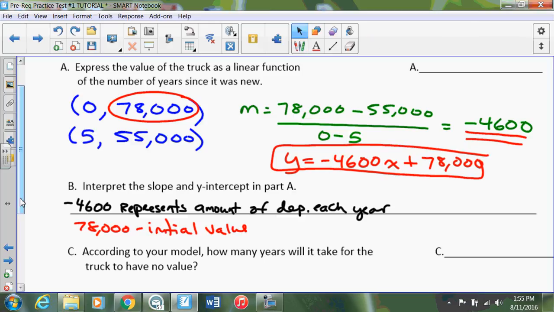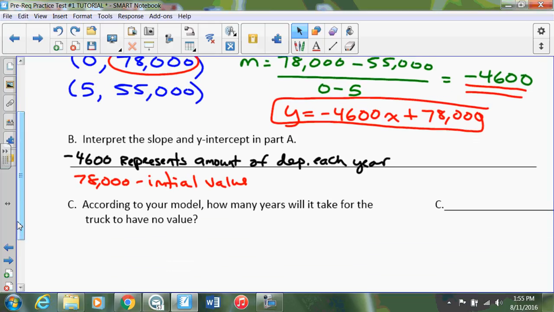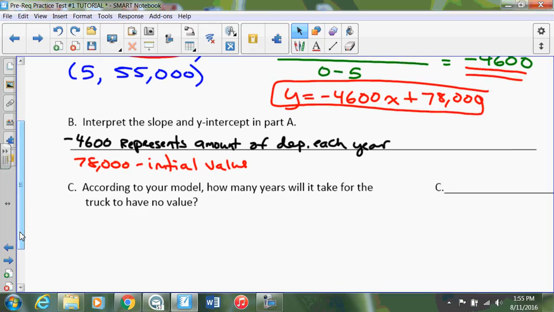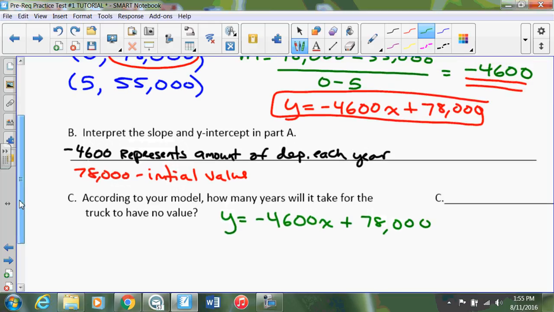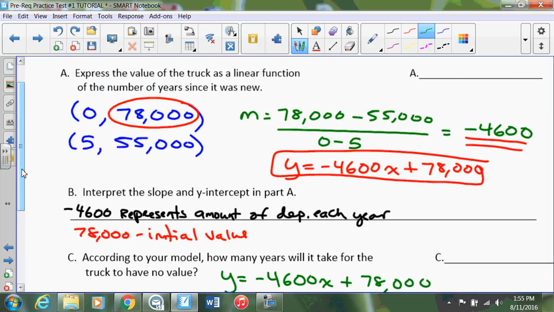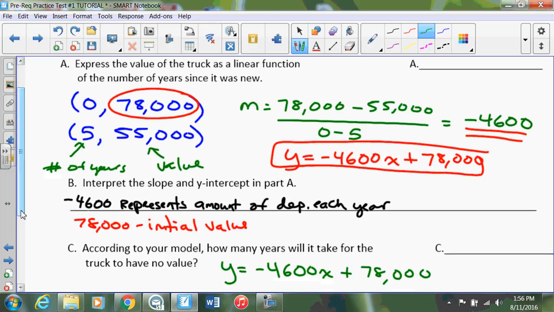According to your model, how many years will it take for the truck to have no value? That's going to be a sad, sad day. How are we going to do that? Well, we're going to take our formula for the truck's depreciation and remind ourselves what each variable stands for. When we look back at the coordinate point, the 5 stood for number of years. So X stands for the number of years, and Y stands for the value of the truck. They're asking how many years it will take for the truck to have no value. So no value is zero, $0.